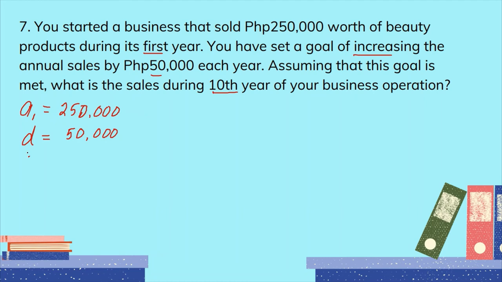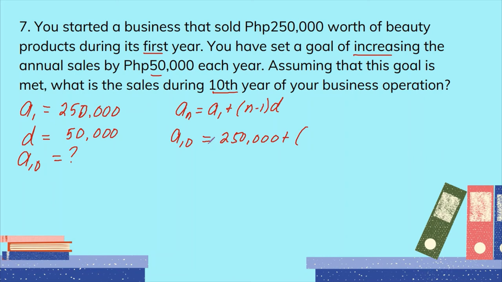Diba? And to solve that, again, using the formula of the arithmetic sequence, a sub n is equal to a sub 1 plus n minus 1 times the common difference d. At yung a sub n mo is a sub 10. Is equal to a sub 1, which is 250,000 plus yung n is 10 minus 1, and then yung d is 50,000. So, 250,000 plus 10 minus 1 is 9 times 50,000. Okay?